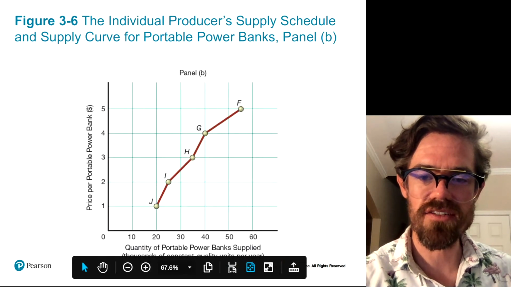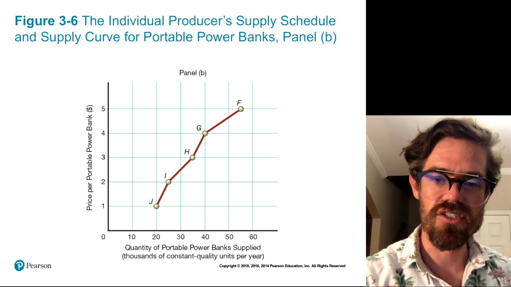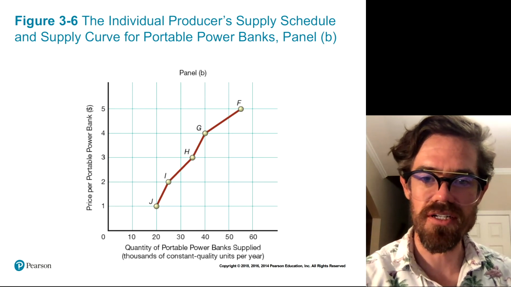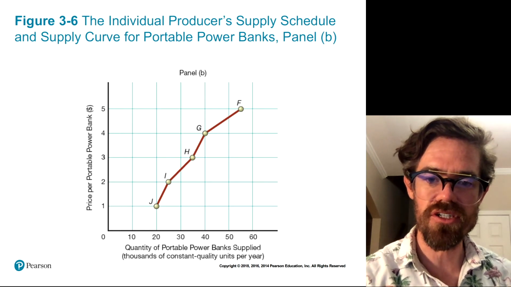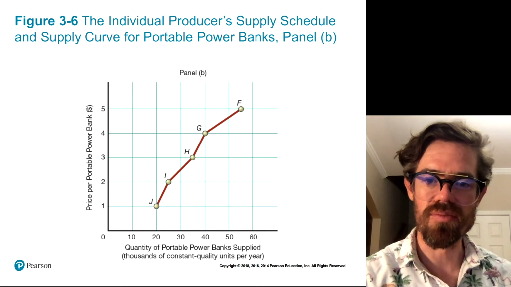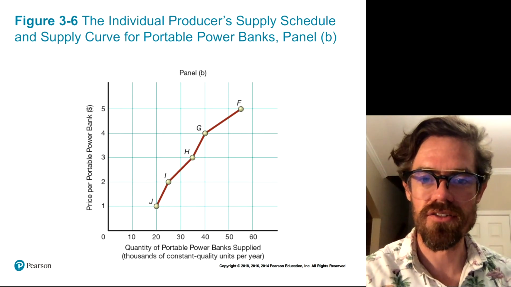So there's a schedule. We can also convey the same information with a curve or a graph. So here's a supply curve. It looks a little wobbly or wiggly, but nevertheless, it's upward sloping, so there's a positive relationship. That's our law of supply in action. So there you go. There's a supply curve.